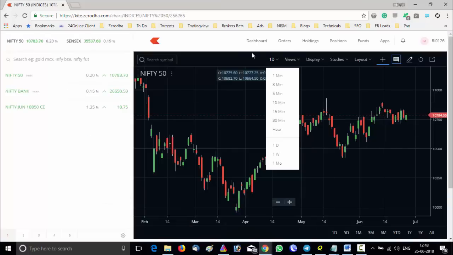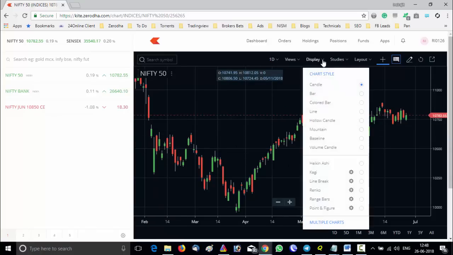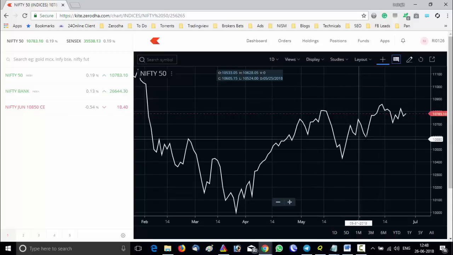Once you have Zerodha Kite with you, this is the Zerodha Kite platform. The Nifty 50 chart is open here. You can open any other charts if you like. I have opened the Nifty 50 chart. This is Nifty 50's one-day chart. This is a candlestick chart. For the comparing feature, let us change the candlestick chart to a line chart. So this is Nifty 50's line chart.